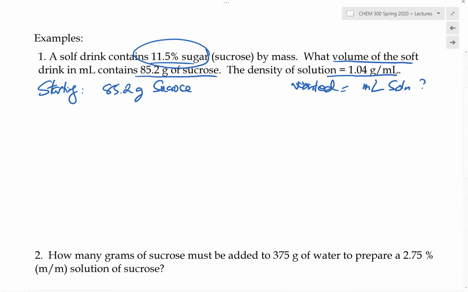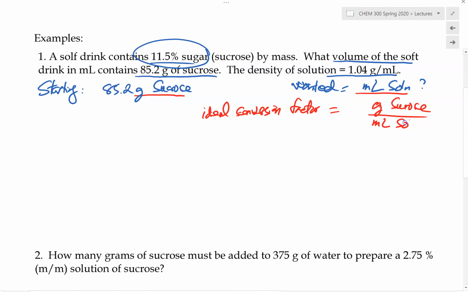So once we have identified the starting unit and the wanted unit, then in order for us to solve this problem, we have to convert from gram of sucrose into milliliter of solution. So therefore, that is the conversion factor that we need. We need the conversion factor that relates gram of sucrose to milliliter of solution. So that will be the ideal conversion factor that we need. Ideal conversion factor is something that will relate gram of sucrose to milliliter of solution.